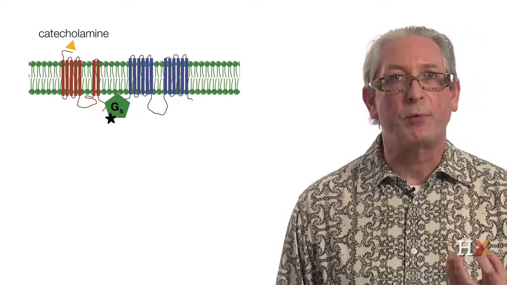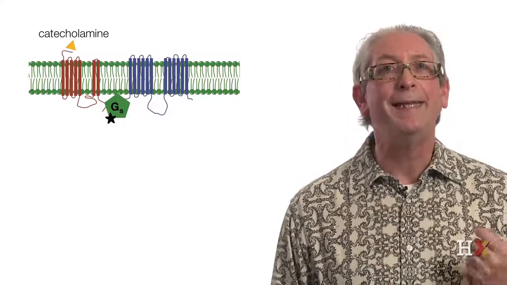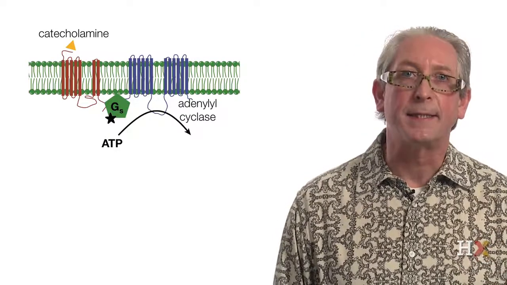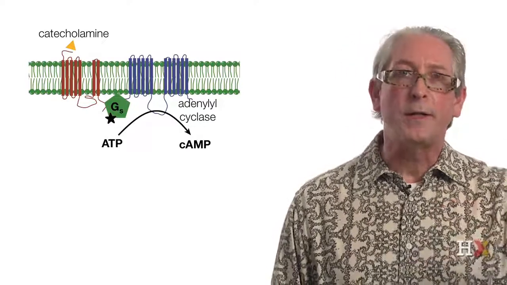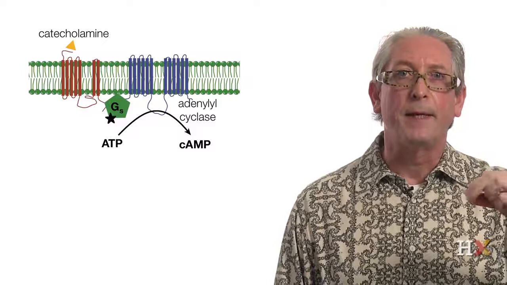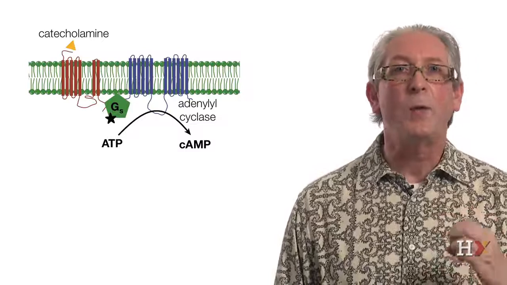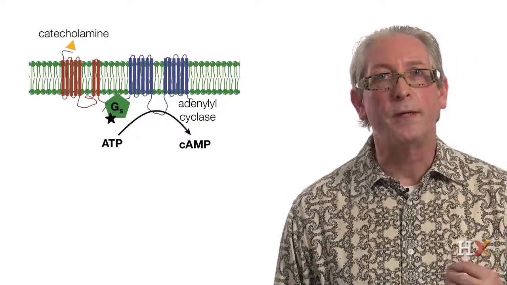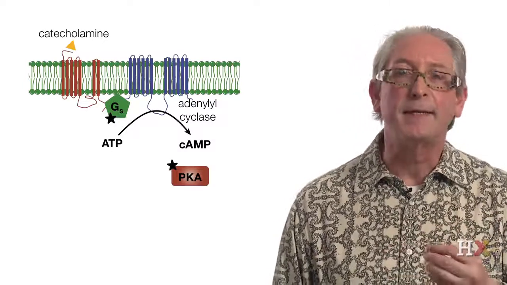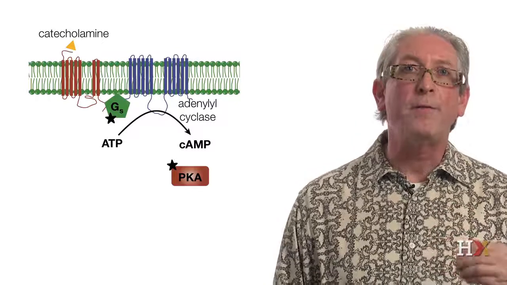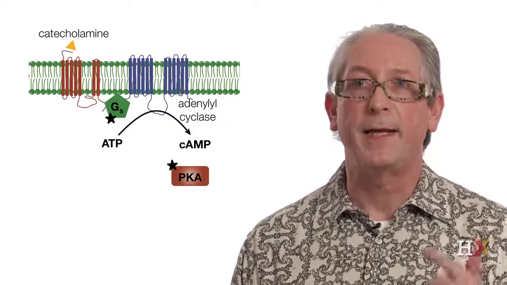This trimeric G protein will in turn activate another membrane protein, an enzyme called adenylyl cyclase, which catalyzes the conversion of ATP into cyclic AMP. So the consequence of catecholamine binding is an increase of the concentration of cyclic AMP. Cyclic AMP will then activate another protein, PKA, which is the protein kinase A. As a kinase, this PKA will then phosphorylate a certain number of proteins, including perilipin and HSL.